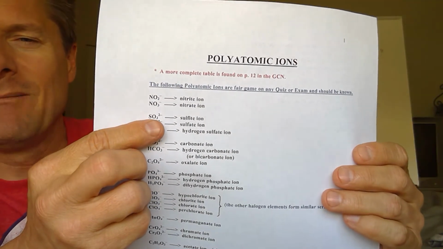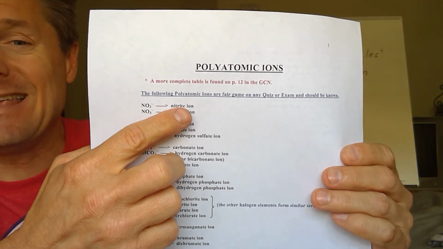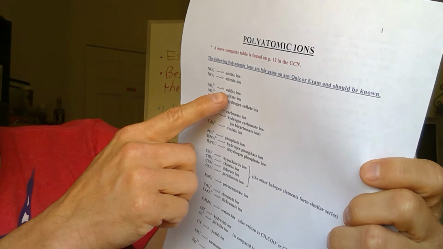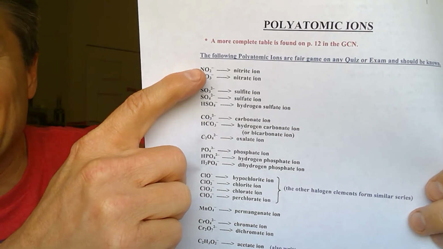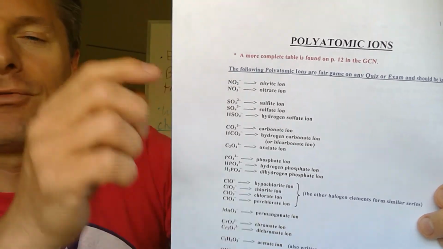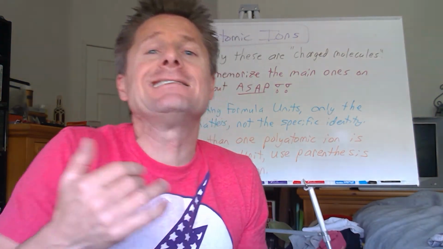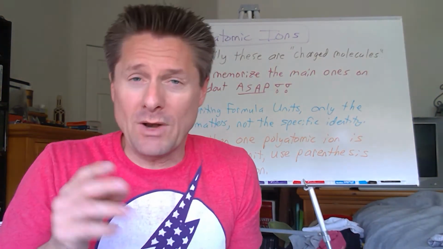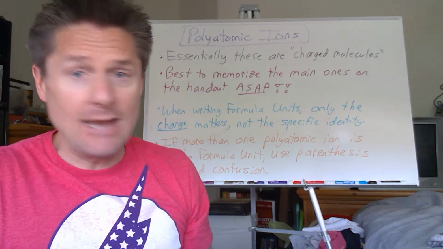Commonly when you see that, you'll take the root of the non-oxygen and add the suffix ITE for the one with fewer oxygens and ATE for the one with more oxygens. So NO2 minus is nitrite, and NO3 minus is nitrate. So ITE suffix is fewer oxygens, ATE suffix is more oxygens. So whenever you see an ate or an ite, you know it's a polyatomic ion, not a monatomic ion.